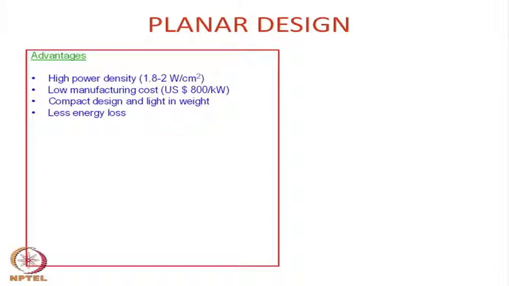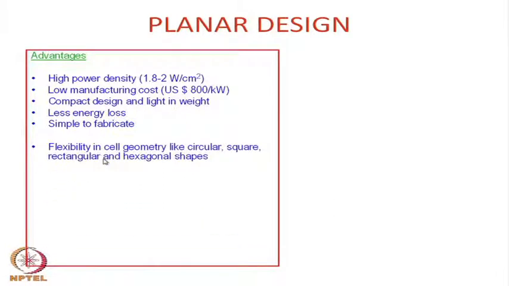Less energy loss because the current paths are relatively short. Simple to fabricate, well, because it is not a tubular construction, it is basically a plate-like construction. So, generally it is assumed that it is relatively simple to fabricate the ceramic structure. Flexibility in cell geometry, like circular, square, rectangular and hexagonal shapes. So, one can make different kinds of geometry so far as the surface area is concerned.